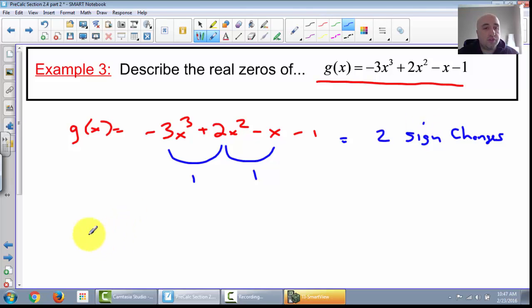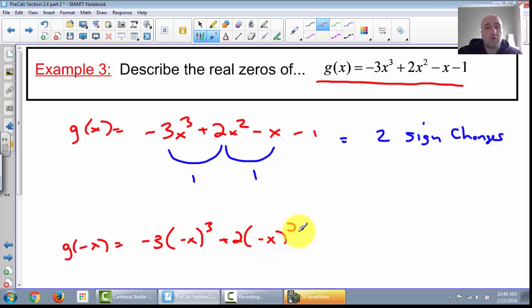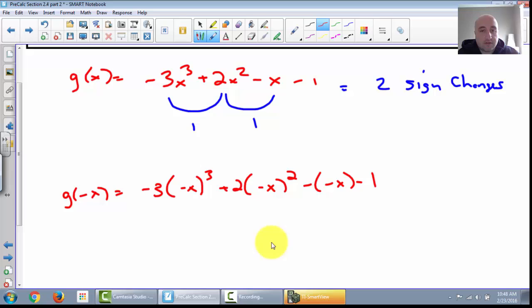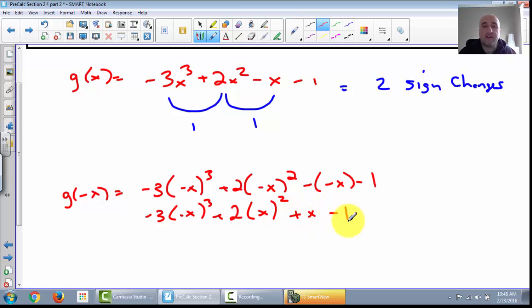Now what we need to do is g of negative x. So we need to plug in negative x everywhere we see an x, and we'll see why we do this in a minute. So negative 3 times negative x cubed plus 2 times negative x squared minus negative x minus 1. Everywhere there was an x, I plugged in negative x. Now let's simplify and figure out how many sign changes there are. So negative x cubed is negative x cubed, so I have a negative 3 times a negative x cubed, plus 2 times negative x squared is a positive x squared. Don't forget that. And then negative times a negative x is a positive x. And then we have negative 1.